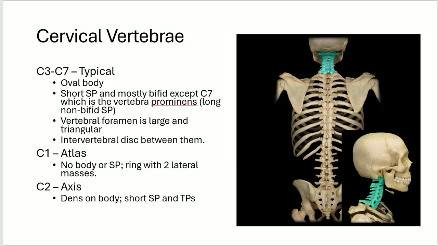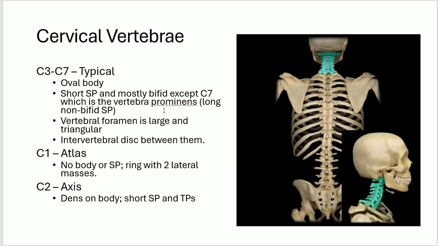C3 through C7 are typical vertebrae, so they have an oval body, they have a short spinal process, most are bifid, so that means instead of one tip sticking out the back, they have 2, so each one has 2 tips sticking out the back, except C7. C7 is the only one that has one big spinous process. So it has what's called a vertebra prominens. So it's a long, non-bifid spinal process.